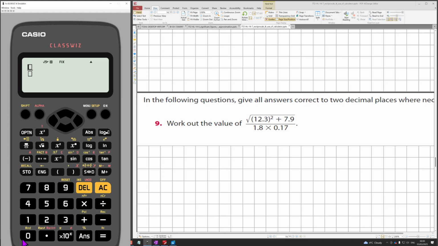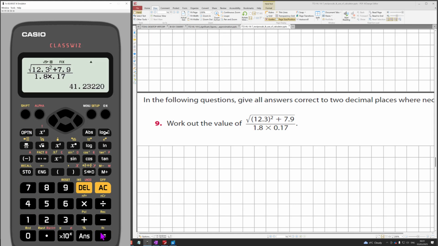Now, so we're going square root first, 12.3 next squared, plus 7.9. I mean, these numbers don't mean anything as such. It'd be nice to actually be calculating something important, something that we'd be curious about. Times, like, what's that leading 0 doing? Do we need it? No. Times 0.17.